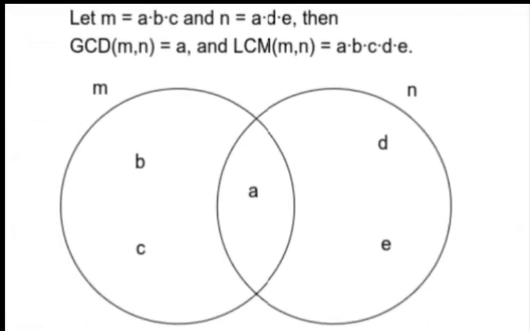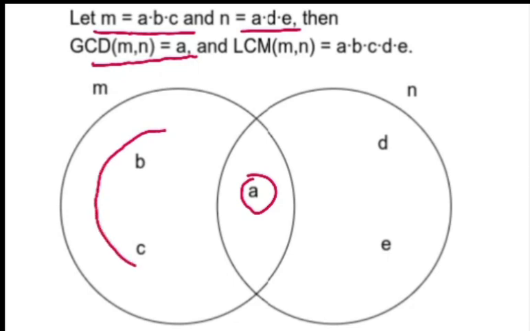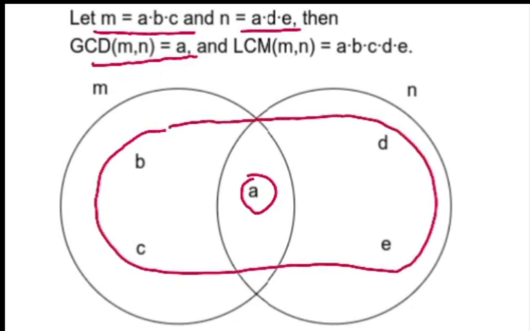Now let us see the definition. If A, B, C are factors for M, and if A, D, E are factors for N, that is A is common factor for both M and N, then GCD, HCF is A, and the product of all these numbers gives LCM. This is the general formula.